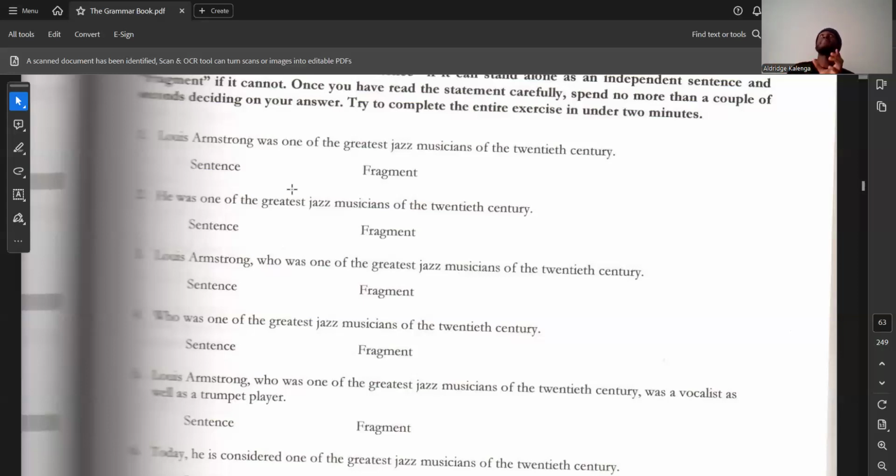A subject is a doer. Let's call it a doer of an action or a doer of a verb. So Louis Armstrong is the subject of this. He's the guy, the theme. Louis Armstrong was one of the greatest jazz musicians of the 20th century. So was is the verb that's been conjugated. To conjugate a verb is just to change its form to match the tense. You could say Louis Armstrong is one of the greatest jazz musicians if he was still alive, but he isn't. So the verb has been conjugated to was. And by the technical definition, this is a sentence.